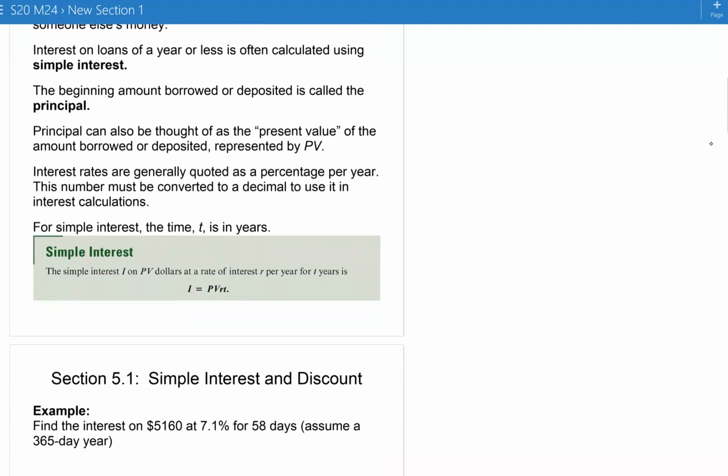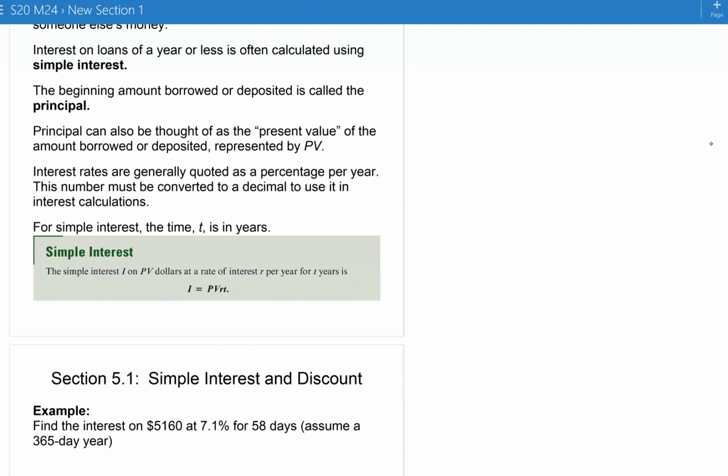Interest on loans of a year or less is often calculated just using simple interest. This would be something like, my son needed to borrow $100 from me to help out with prom expenses. So I said, well, that's fine. And then 2 months from now, you need to pay me back $105, or a 5% interest rate. So that is simple interest, where it's just some percentage of the amount lent.